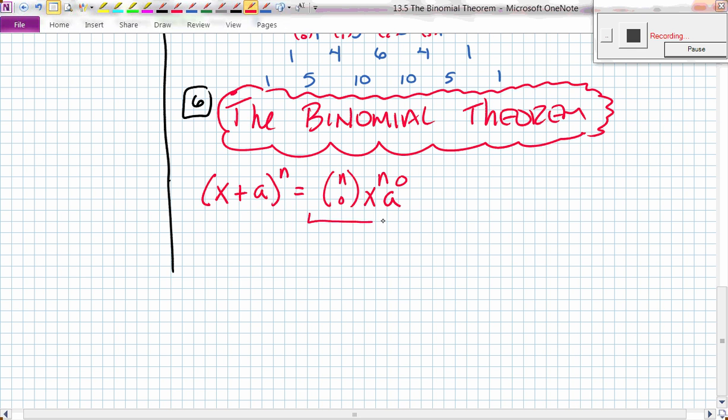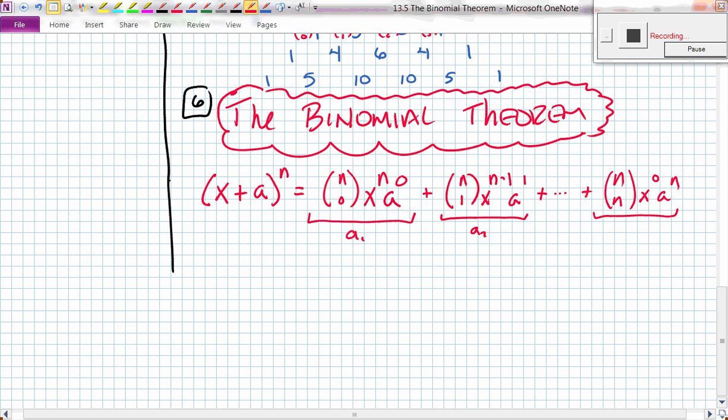I know, I told you. All of this is the first term. Isn't that always going to be 1? Plus the next term will be n choose 1, x to the n minus 1, a to the 1. That's the second term. And you keep going like this until you get down to n choose n, x to the 0, a to the n.